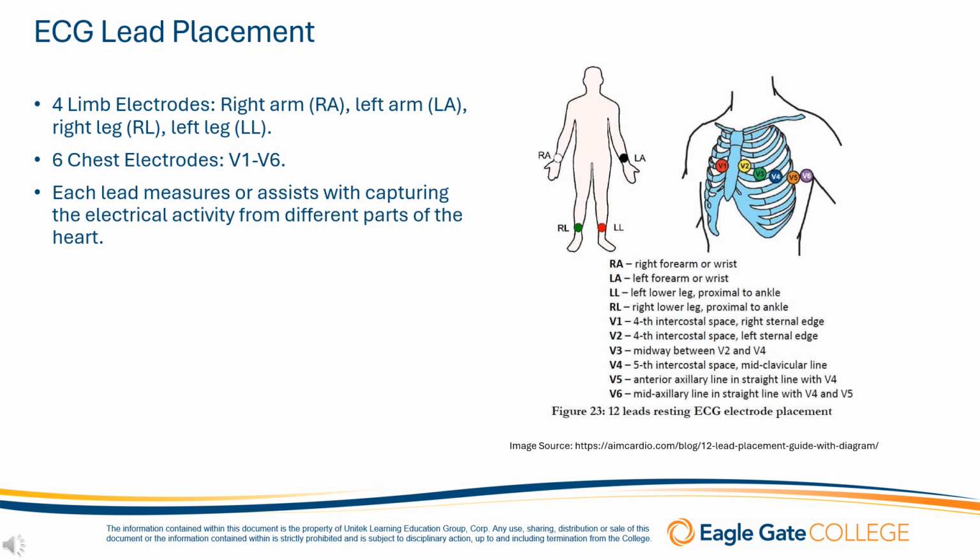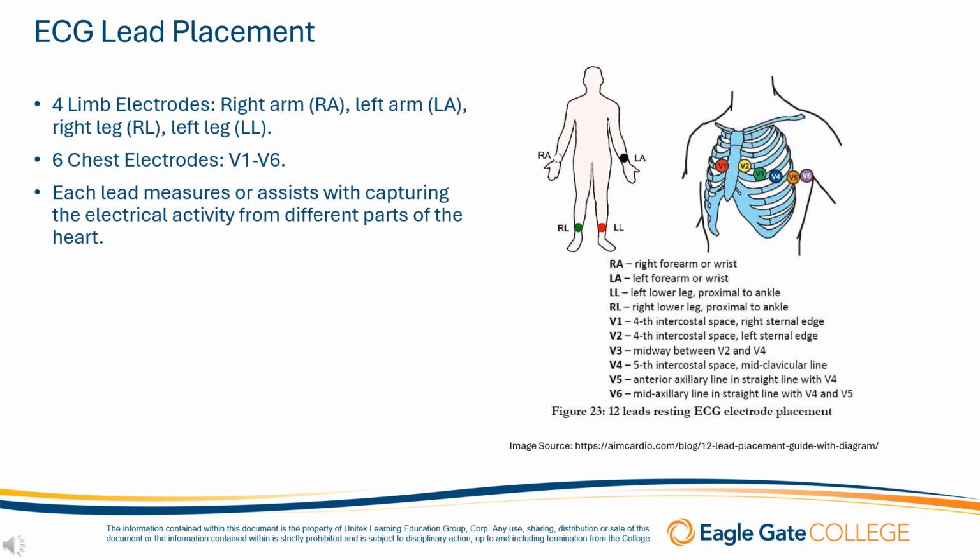Your right leg, again, is going to be placed on the ankle or lower leg. This one is a ground electrode. It provides a reference point that allows it to minimize electrical interference and noise. The left leg, typically on the ankle or lower leg, measures electrical activity from the lower part of the heart and again serves as a reference point for other limb leads.